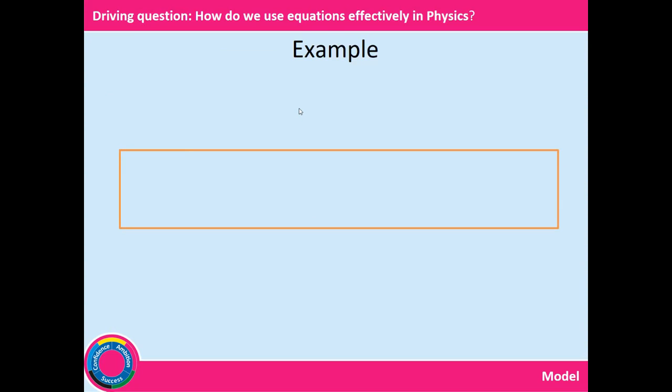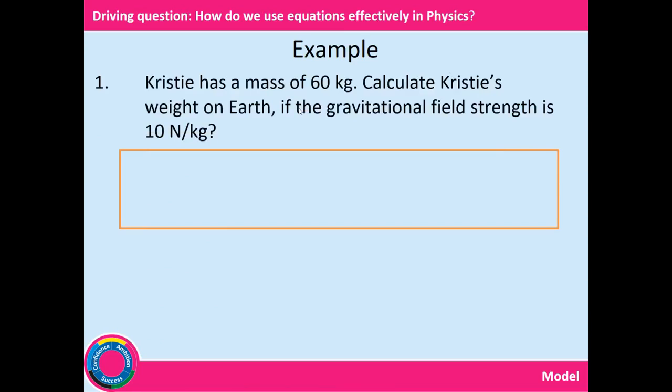Now let's look at an example. It says Christy has a mass of 60 kilograms. Calculate Christy's weight on Earth if the gravitational field strength is 10 Newton per kilogram. For GCSE, I would like to remind you, for some GCSE questions, they might tell you that the gravitational field strength is 9.8 Newton per kilogram. For this course, I've used a gravitational field strength of 10 Newton per kilogram to help ease the burden of calculating.